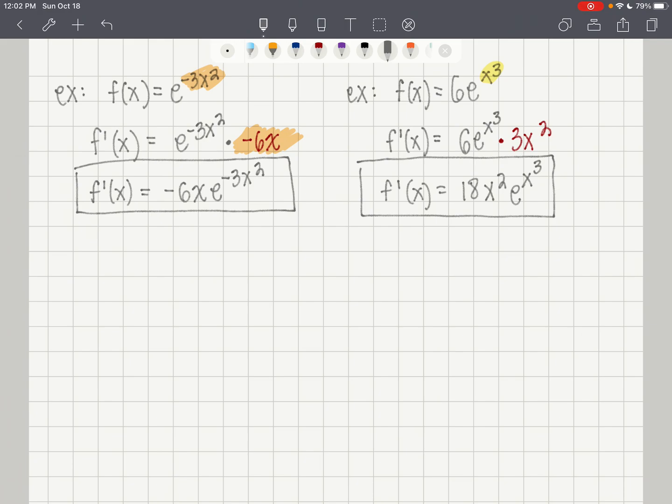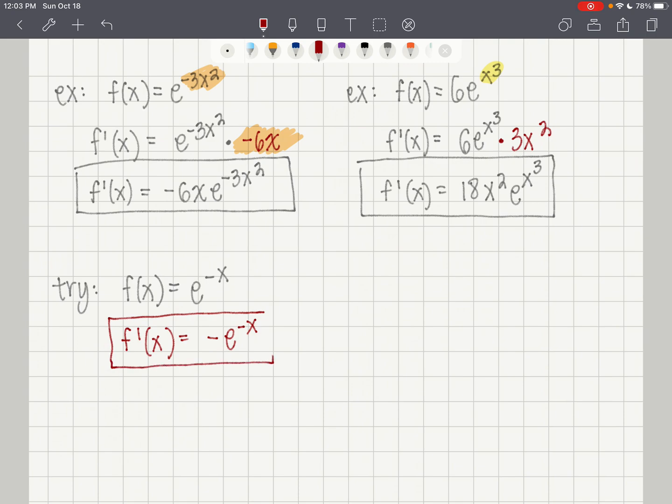Okay, here's one for you to try. F of x equals e to the negative x. Let's see if you can get that answer. Press pause and then come back and check your answer. And our answer is, if you got negative e to the negative x as your answer, give yourself a pat on the back. Say hot dog, you got it.